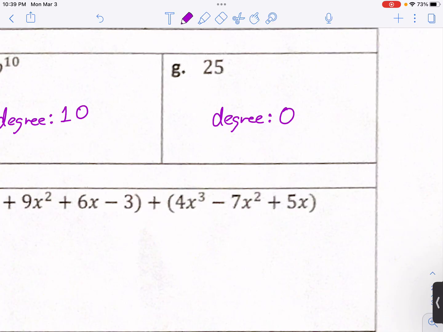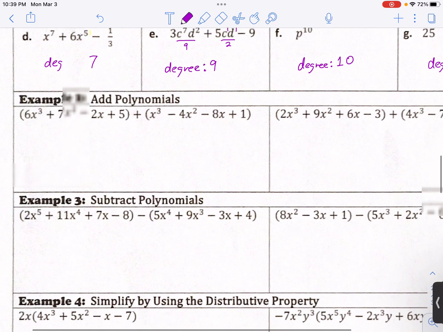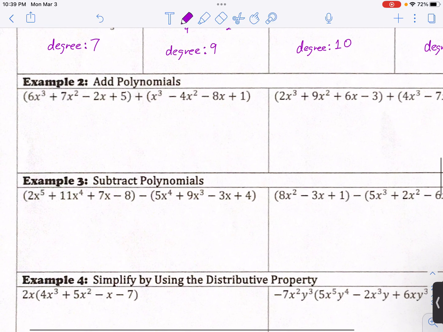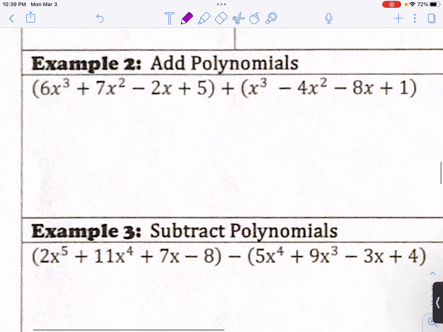All right, let's go on to example 2 now. Now this part should go fast. Examples 2 and 3 should go by fast because essentially all we're doing is combining like terms. So with these guys, we're just combining like terms. Again, with the plus sign, you can just go straight into seeing which ones go together.